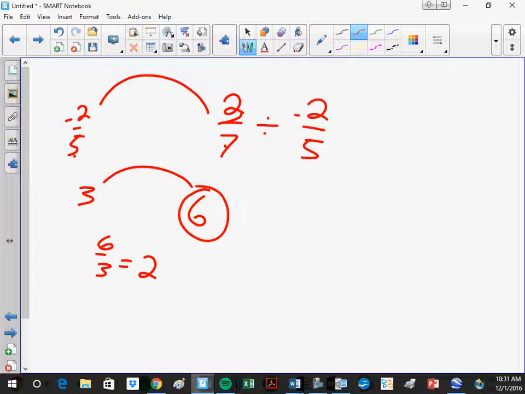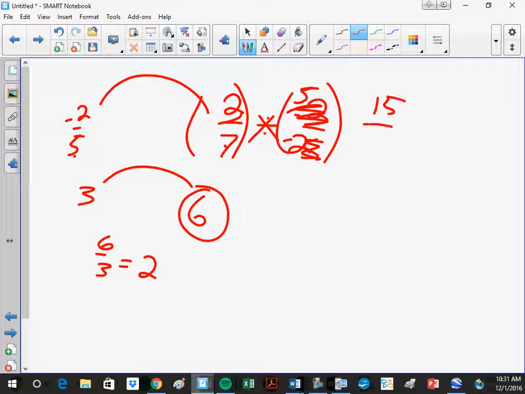You can just plug that in your calculator if you want. Or the rule with dividing fractions is you just flip and multiply the second one. So I turn this into a multiplication and make that 5 over negative 2, and that gives me 15 over 14, but now it's negative. So whether you perform the math in your head or use your calculator, I don't care.